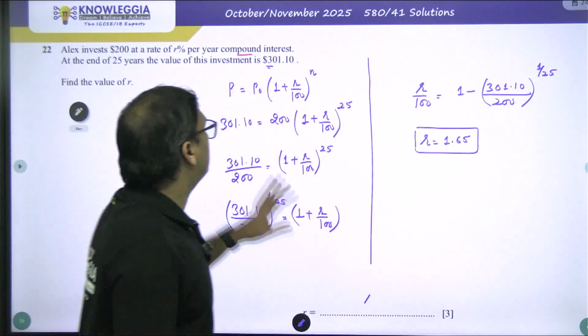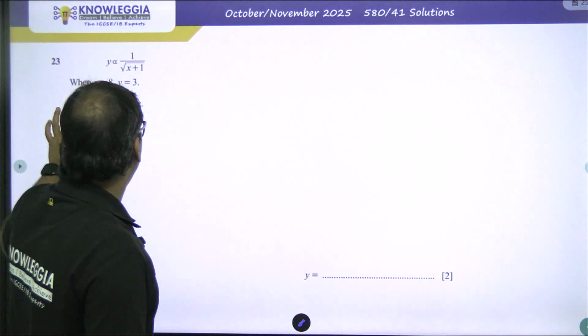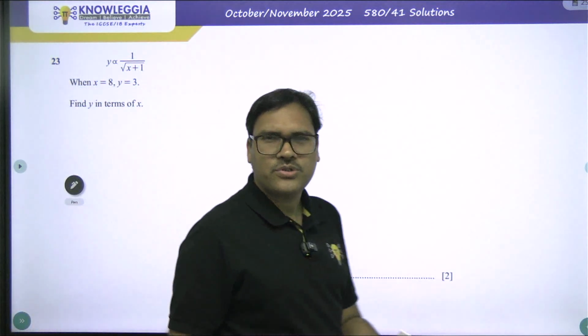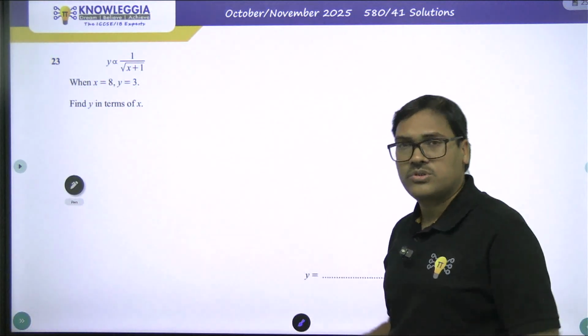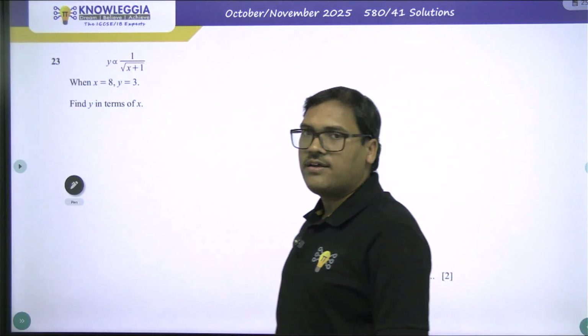That is the answer for this question. I hope this is clear. Okay. Next question. Now this is proportional. Y is inversely proportional to root of x plus 1 basically. X is given to you, y is given to you, find the y in terms of x.